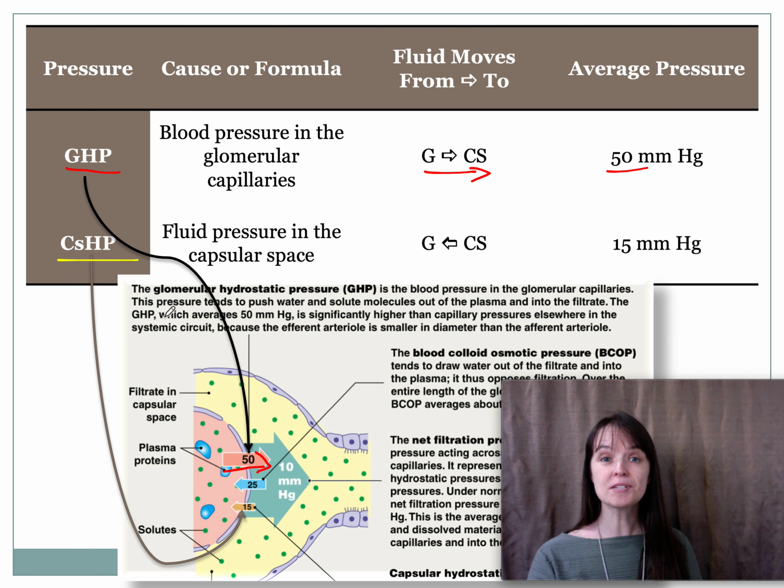So here's our capsular hydrostatic pressure, which is the fluid already in the capsular space. And so it pushes back from the capsular space back into the glomerulus at roughly 15 millimeters of mercury.